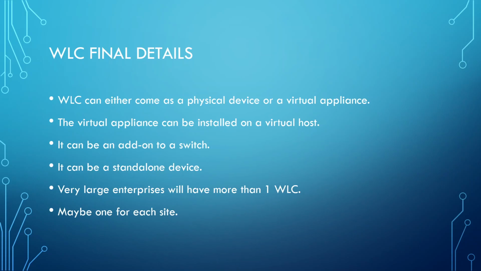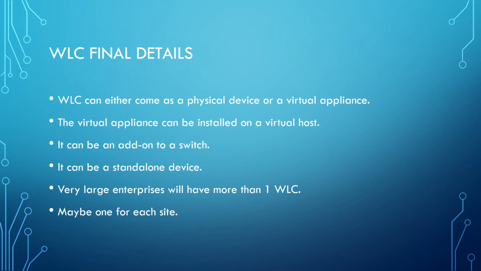It's important to know that very large enterprises, where we have hundreds if not thousands of access points, are going to have more than one wireless LAN controller. Typically you would have more than one for redundancy, so that if your primary wireless LAN controller goes down, you can switch over to the backup wireless LAN controller. You have to remember, if your wireless LAN controller goes down, your APs cannot function at all. So it's very important to have redundancy there.